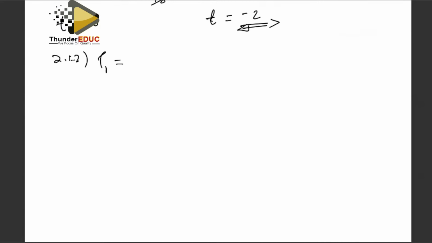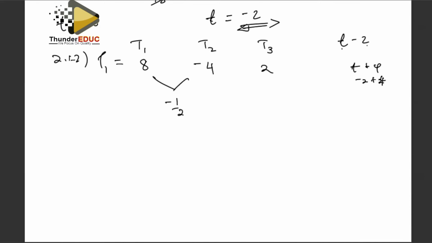So negative 2 plus 10 is going to give us 8. And then our T2, remember it is t minus 2. So negative 2 minus 2 gives us negative 4. And then T3 is going to be t plus 4, meaning that negative 2 plus 4 gives us 2. So what is the common ratio? It's going to be negative a half.